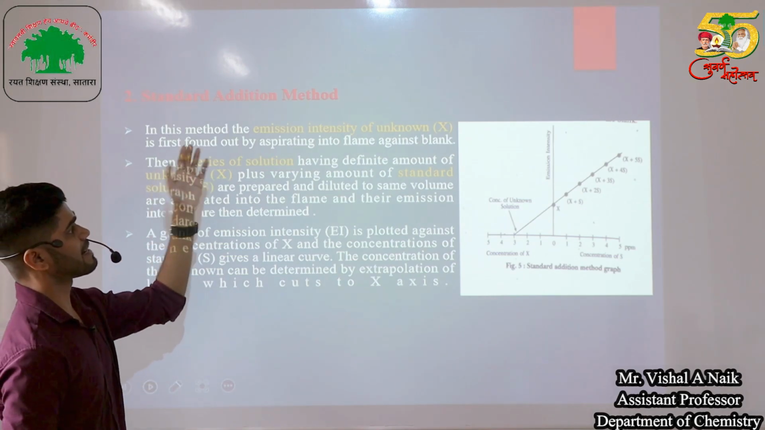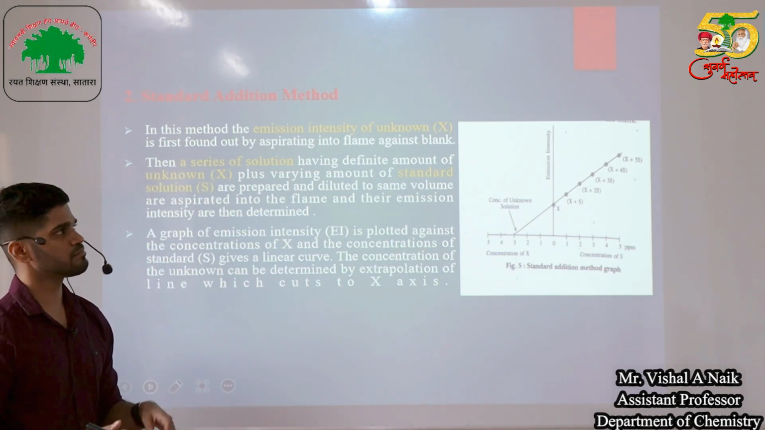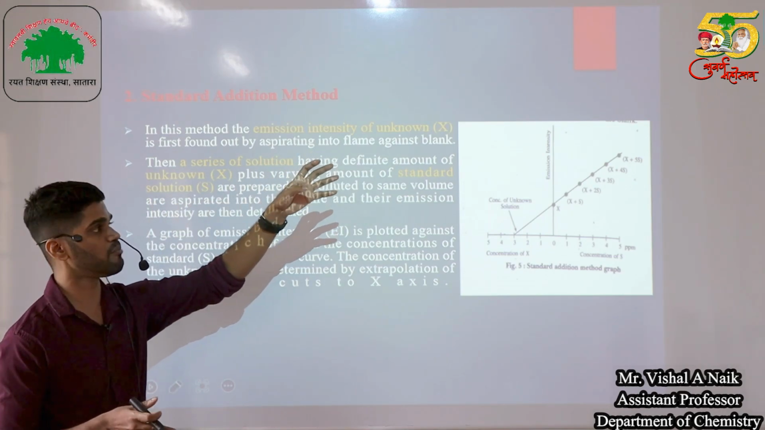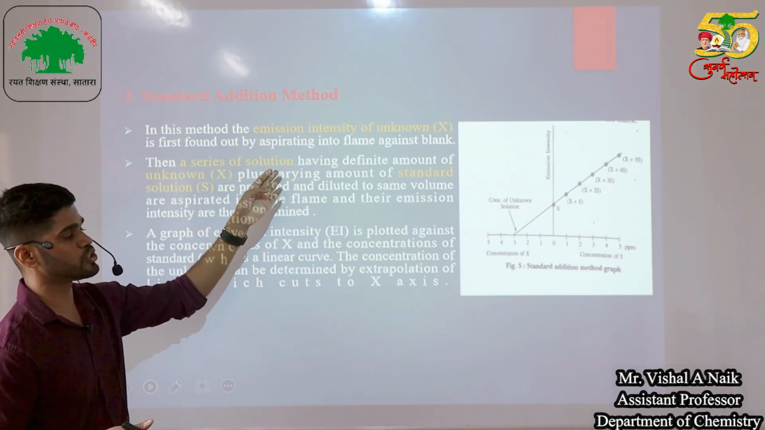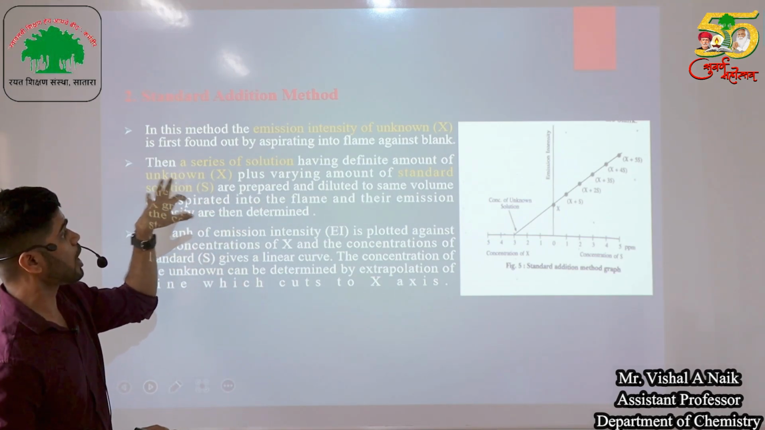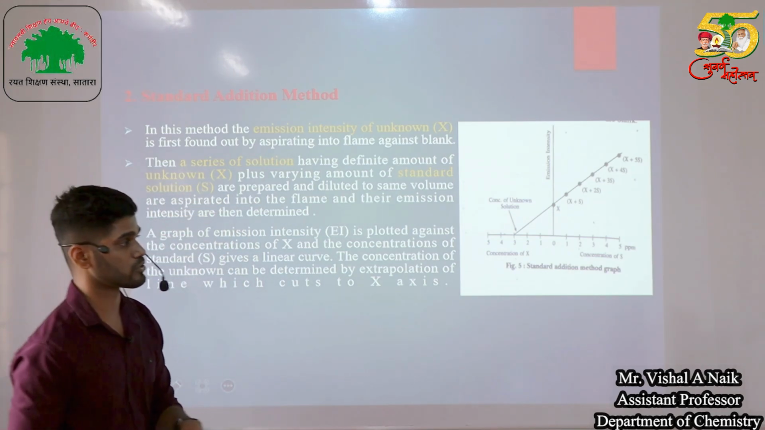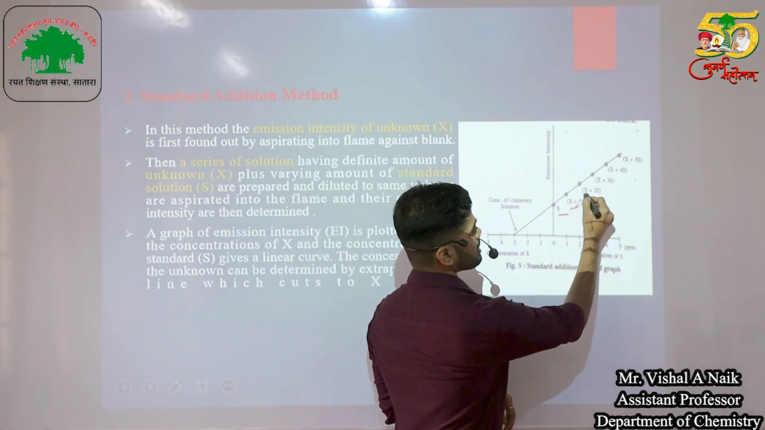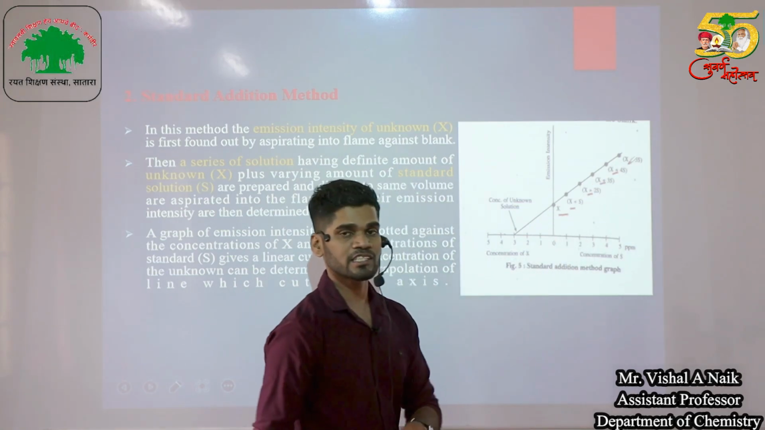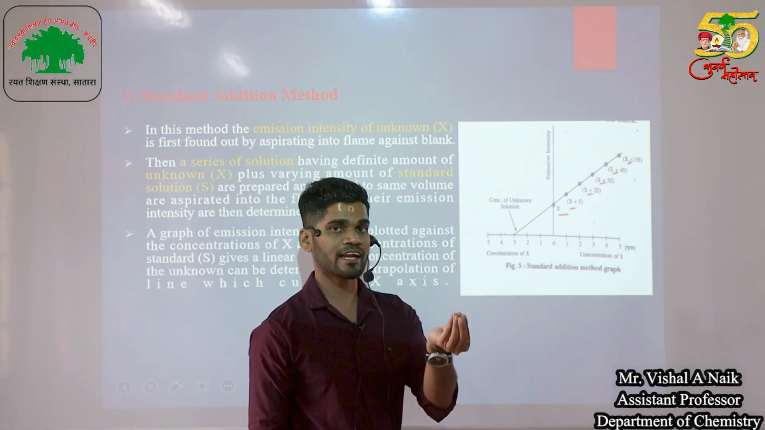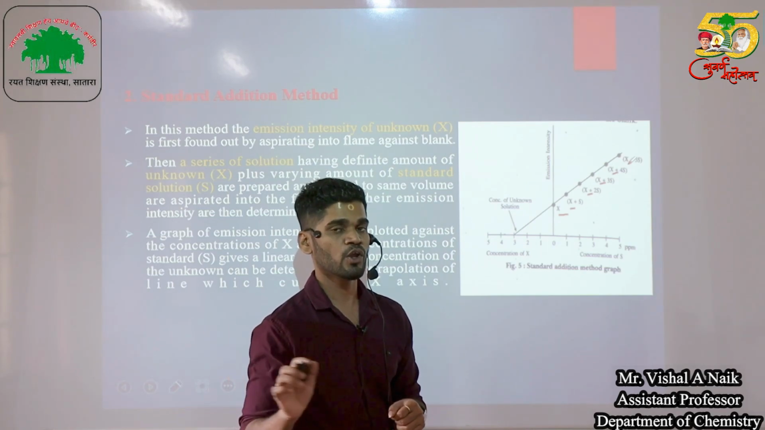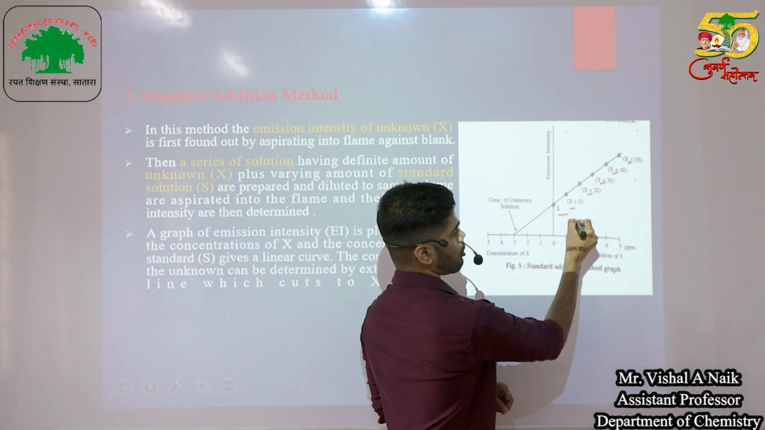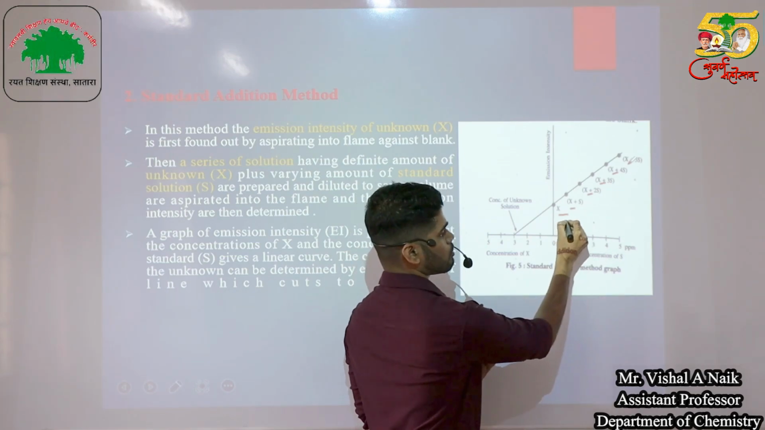Then the next method is the standard addition method. In this method, the emission intensity of the unknown solution is found by aspirating it into a flame. Then a series of standard solutions is prepared in which the unknown amount, x, remains constant. As we see in this graph, the amount of x remains the same. That is our unknown sample solution. And the standard solution that we are preparing, we add in different amounts. In the first one, we are not adding any standard solution, that is, a zero amount.